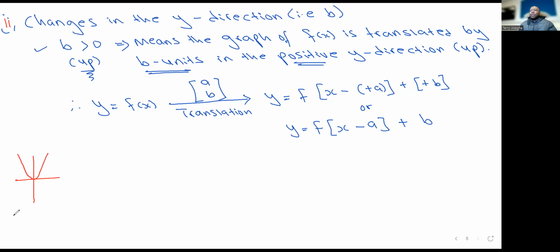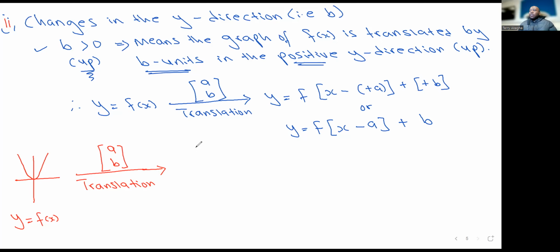This is the graph, y is equal to f of x, any particular graph. Now this particular graph is undergoing a translation. A is positive and B is positive. Are you seeing it? It's undergoing a translation, with A positive and B positive. Now, what do you notice here?